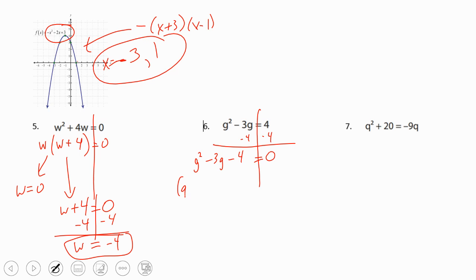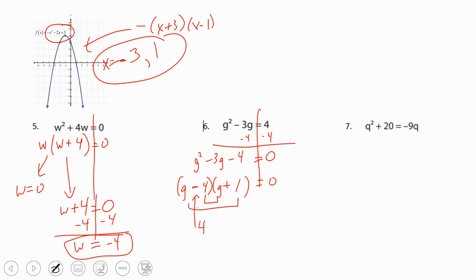So I know it has to be G and G. And I'm going to try 4 and 1. I could try 2 and 2, but I think 4 and 1 is going to work better. So that's 4G and 1G. Put a negative here. -4 plus 1. So now it's factored. And let's try your shortcut here to solve.